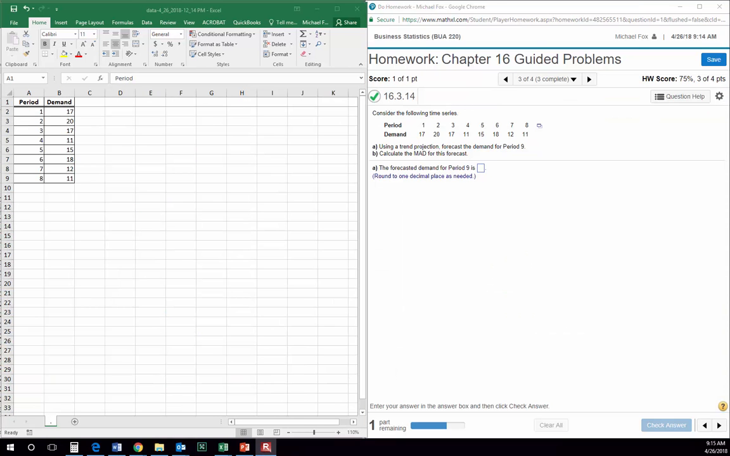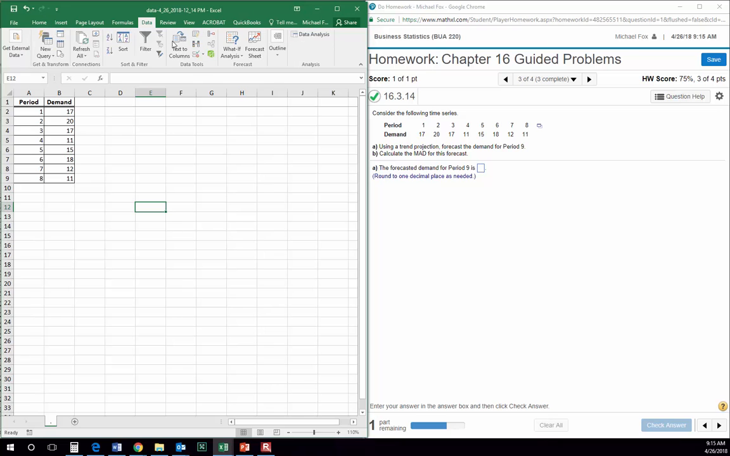All right, here we are on number 3. This one we're going to be using like a regression. We learned how to use regression in the last chapter. So we're going to do a trend projection for this data. I've already exported the data to Excel. So the first thing we actually want to do is run some regression data.